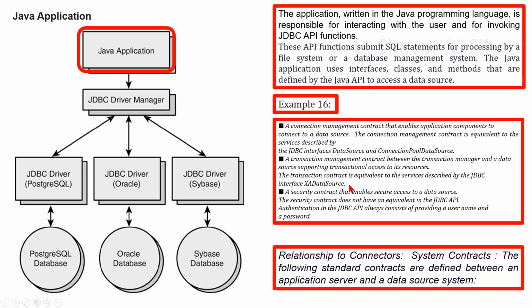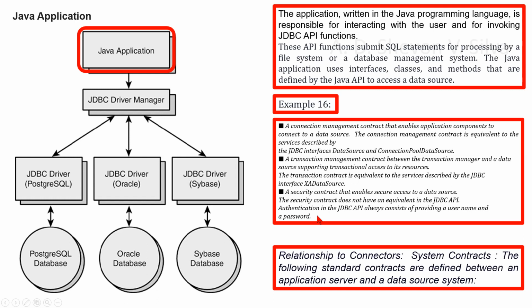A transaction contract between transaction manager and a data source supporting transactional access to its resources. The transaction contract is equivalent to the services described by the JDBC interface XADataSource. A security contract that enables secure access to a data source. The security contract does not have an equivalent in the JDBC API. Authentication in the JDBC API always consists of providing a username and a password.